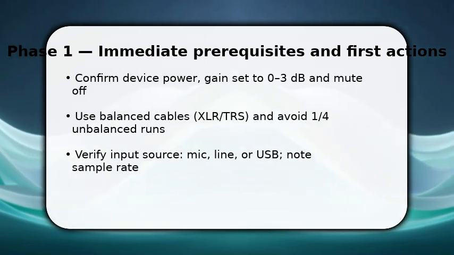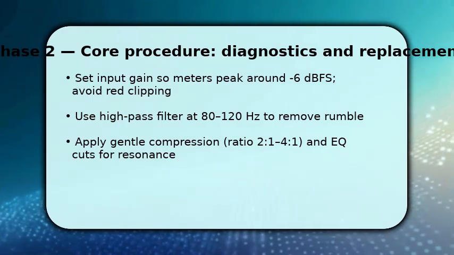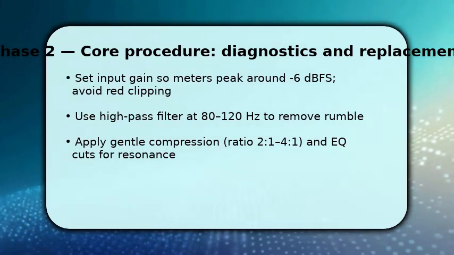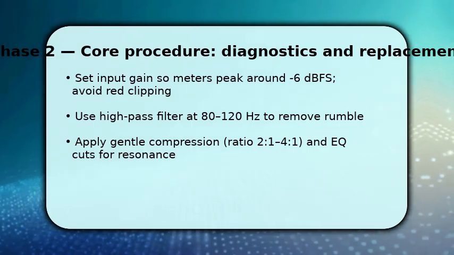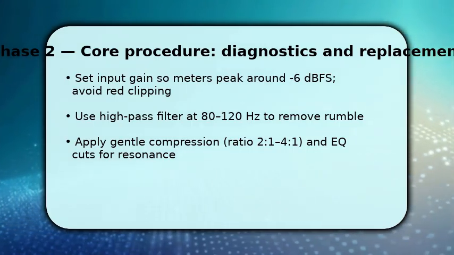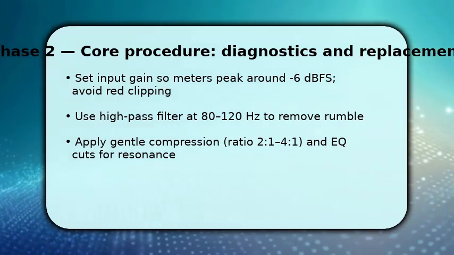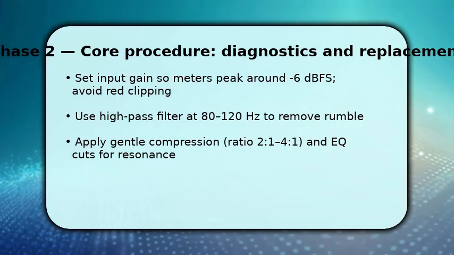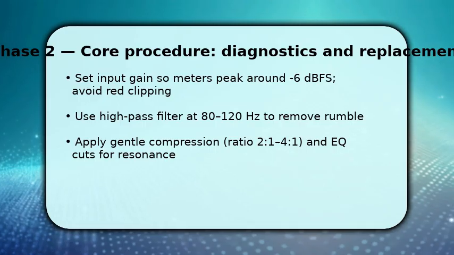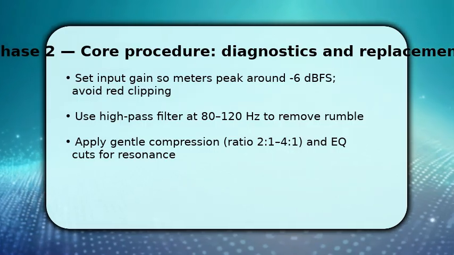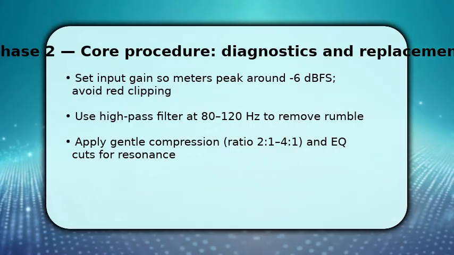You now refine the audio by controlling levels and cleaning unwanted frequencies. Start by setting input gain so peaks hit roughly -6 dBFS. This keeps headroom for processing. Next, engage a high-pass filter around 80 to 120 Hz to remove low rumble from stands or HVAC. Once filtered, add gentle compression at a 2:1 to 4:1 ratio to even dynamics, and use subtractive EQ to tame resonant peaks. This keeps clarity.